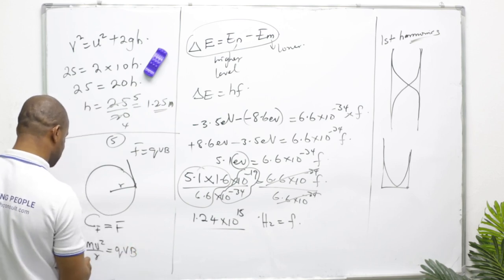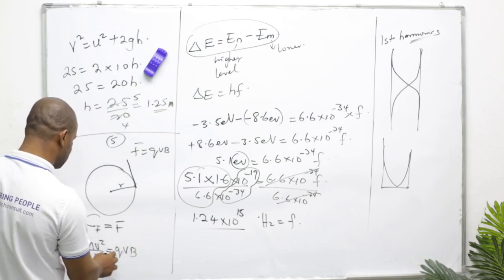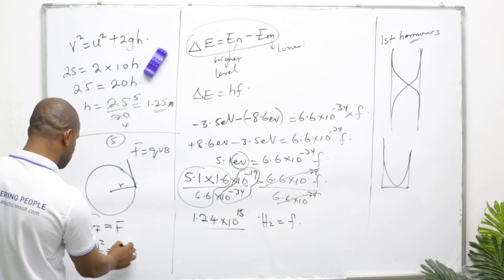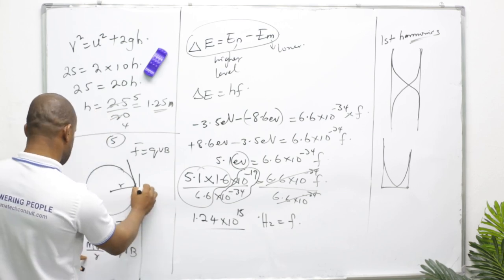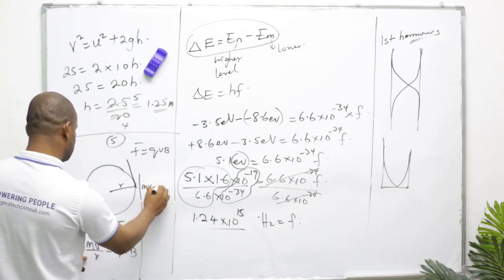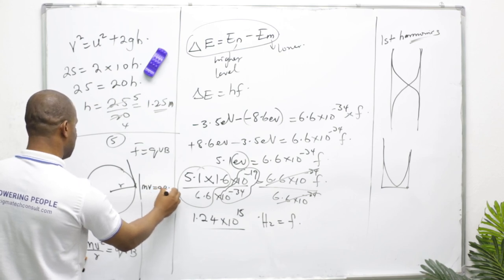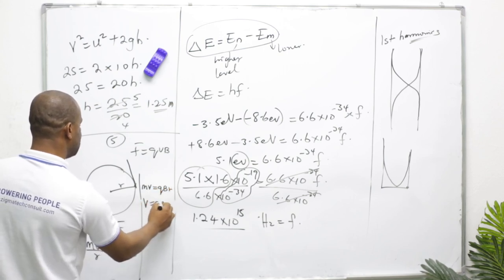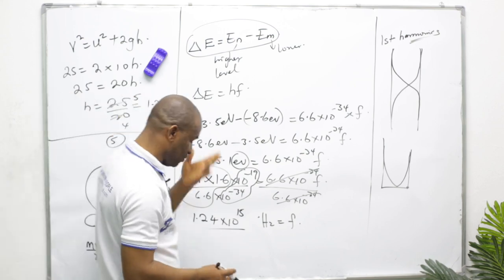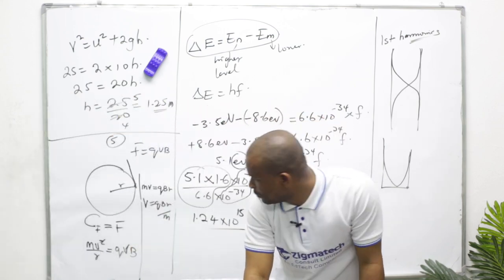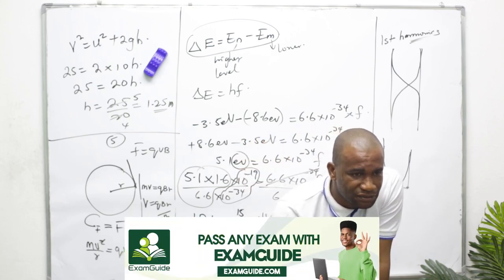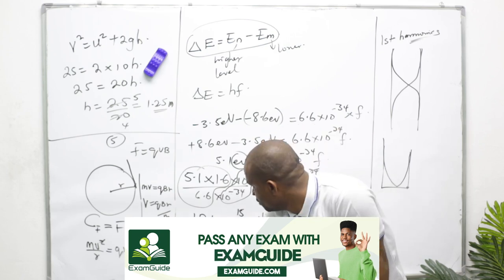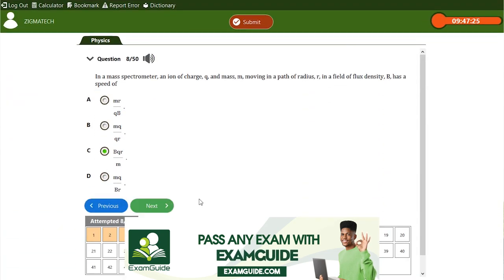All right, so what happens when I am looking for v? One v cancels, so I have mv equal to qBr. So v is equal to qBr over m. So that will be the velocity. Looking for BQR over m. That is option C, and that is correct.